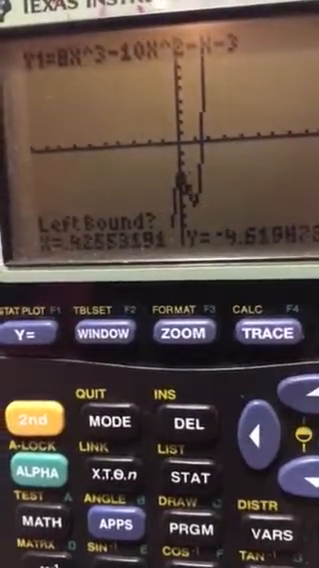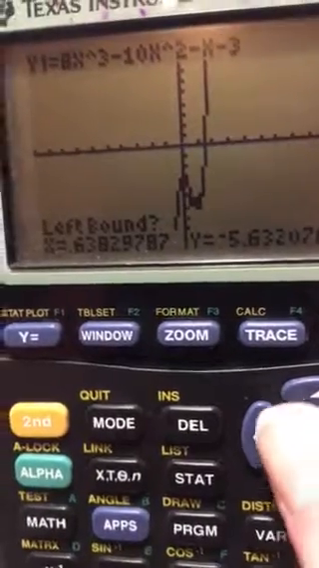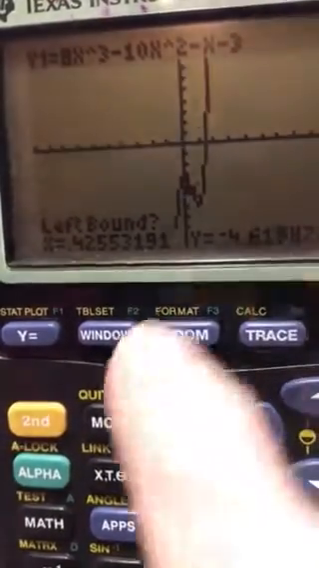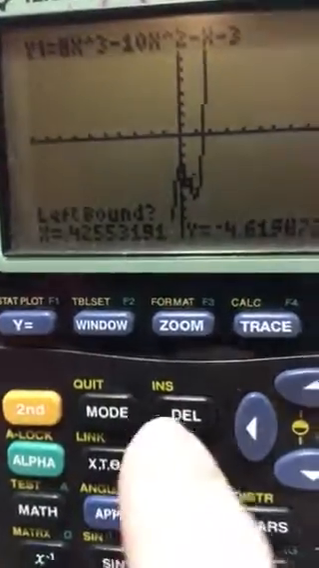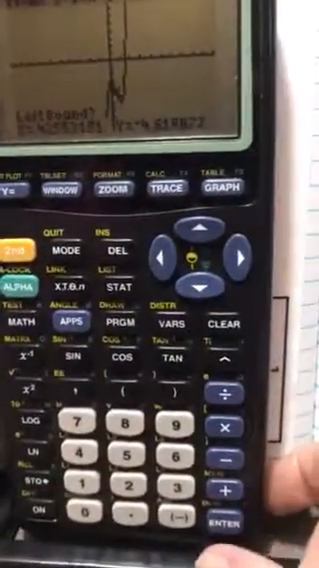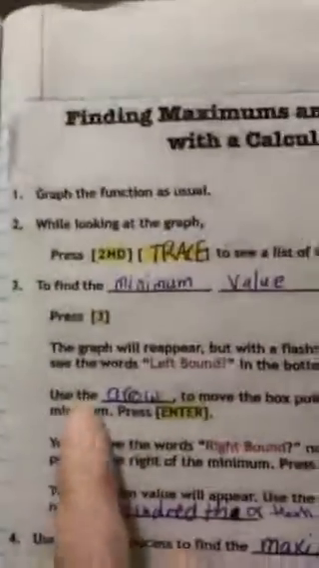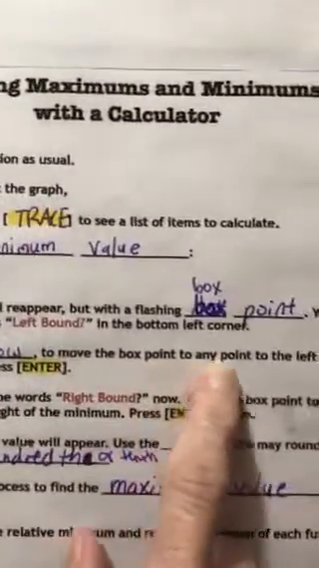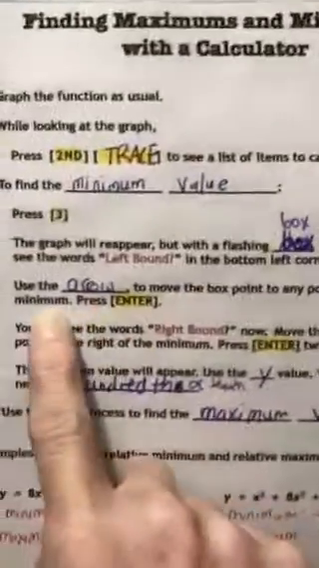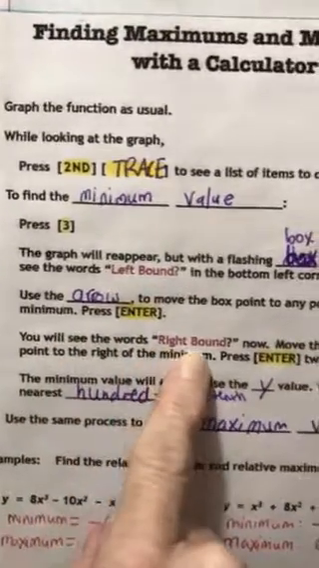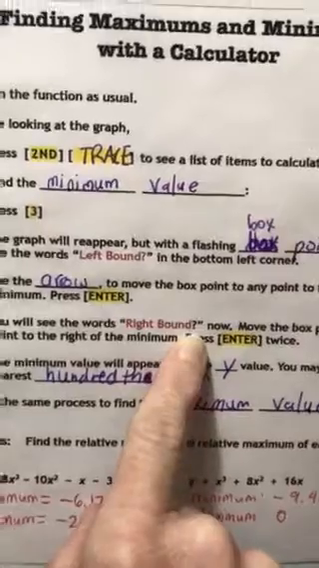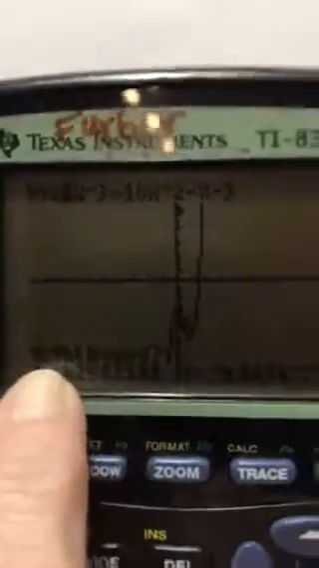If I keep moving, that's a little too close. So I'll just go right there. You'll notice that it's flashing and it's right to the left of where I think the minimum is. So I'm going to push enter. Use the arrow to move the box point to any point to the left of the minimum and press enter. When I do that, you're going to see the words right bound show up.